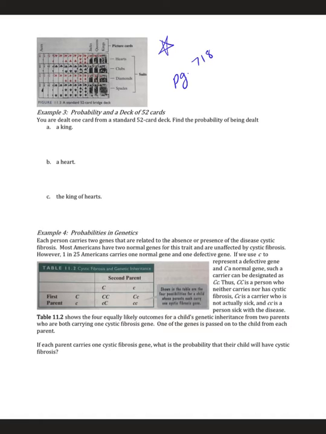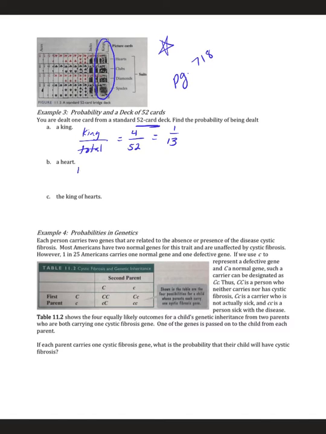So the first one, you're dealt 1 card from a standard 52 card deck. So 52 cards is how many a standard deck has. We want to find the probability of being dealt a king. Well, we know that the standard deck has 52, so that is going to be our sample space. Instead of listing them all out, we know that our sample space will have 52 in it. But what we want to do is look at kings. So you can see from this picture that there are 4 different kings. So we want to find the number of kings over the total amount. Well, we know that there are 4 kings out of 52 total. Simplify that to 1 out of 13.